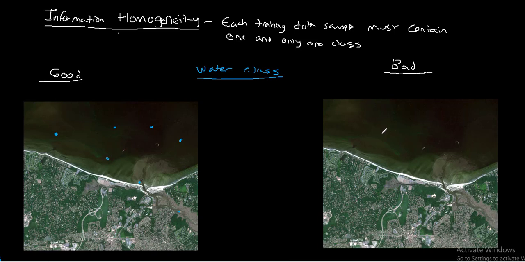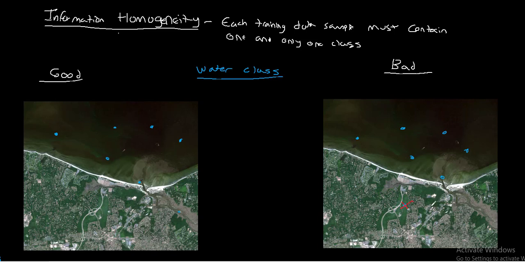So let's look at a bad example, something that you would not want to do. We have the same sort of points, we're picking some points, and suddenly we do that. Now we actually have included in here a point that is not water.